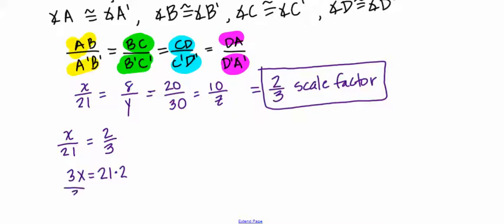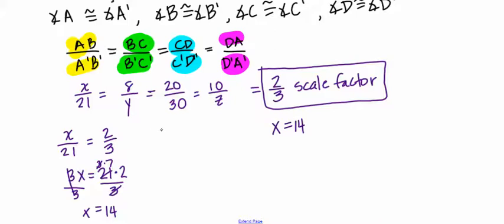But instead of multiplying, I'm just going to divide. And I know that there's a 3 in here. That's 3 times 7. So the 3's cancel out, and I have 7 times 2, which is 14. So now I know that x is equal to 14.